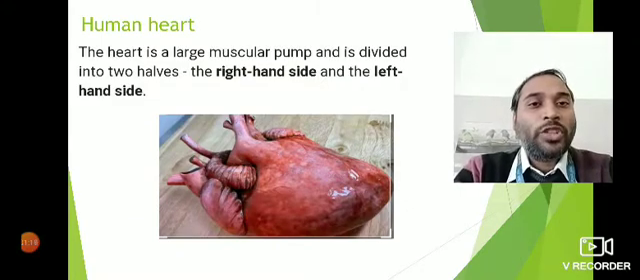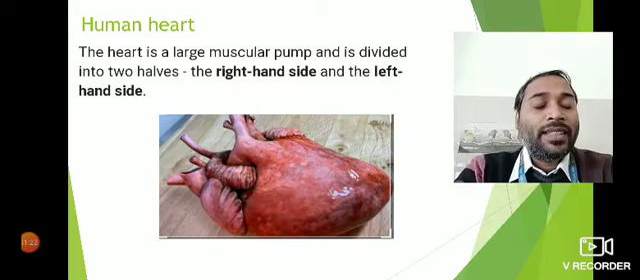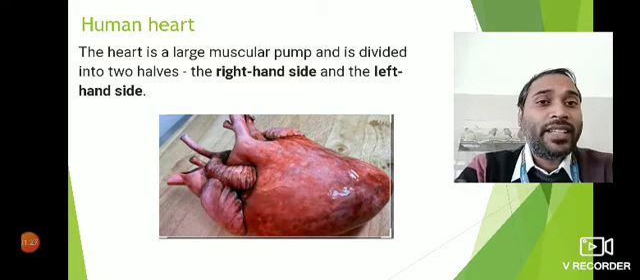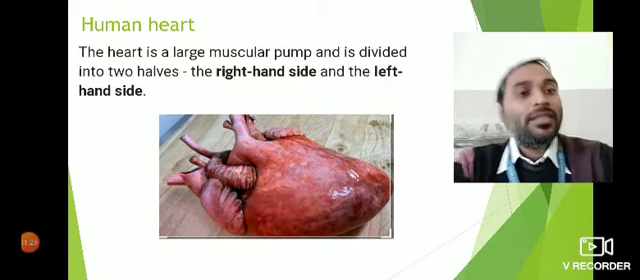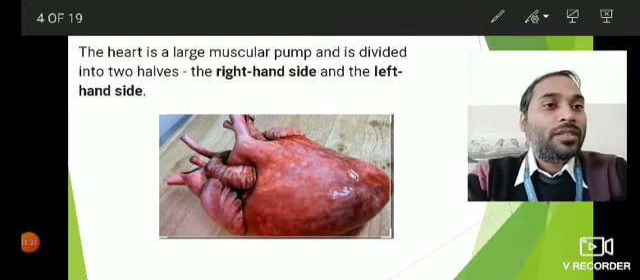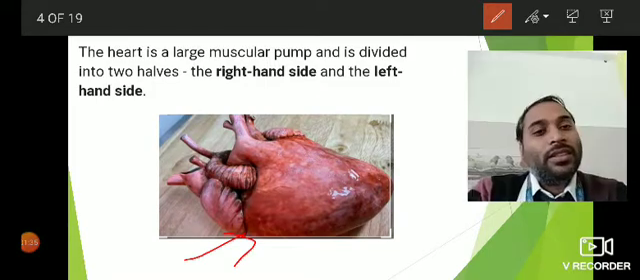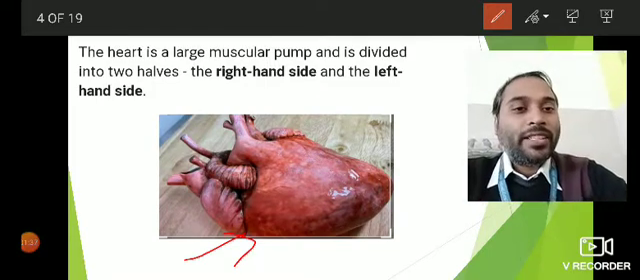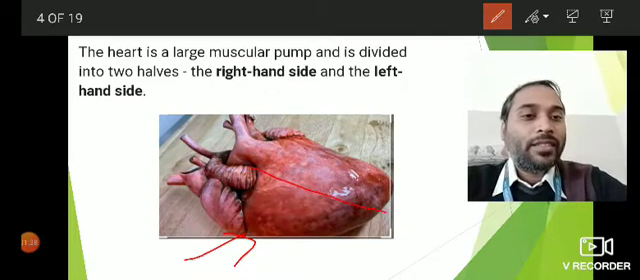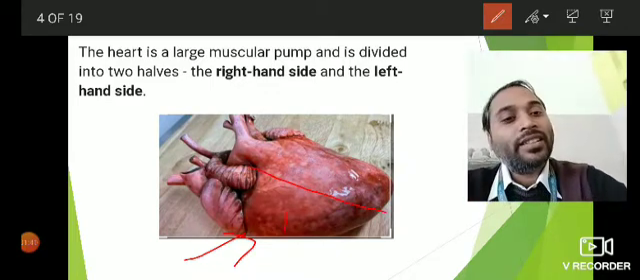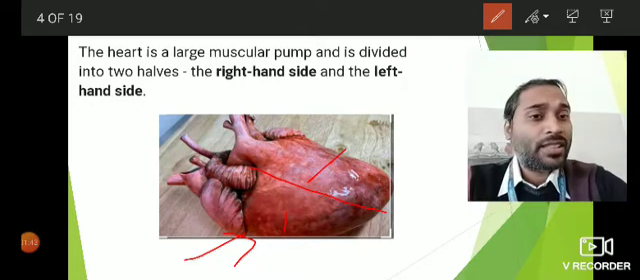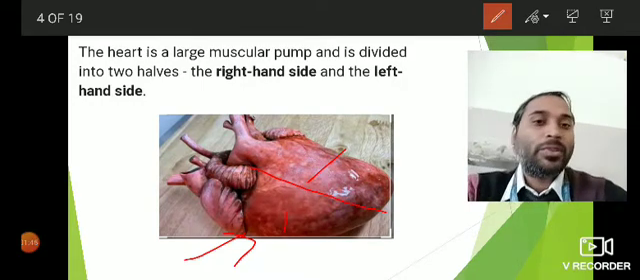Okay, so human heart. It is a large muscular pump and is divided into two halves, that is right hand side and left hand side. Now heart is a very important, this is a picture of real human heart. You can see here it has two halves. Now it is mainly divided into two halves. If you draw a line, this is the right half and this is the left half. So we'll discuss the structure in detail in the upcoming slides.